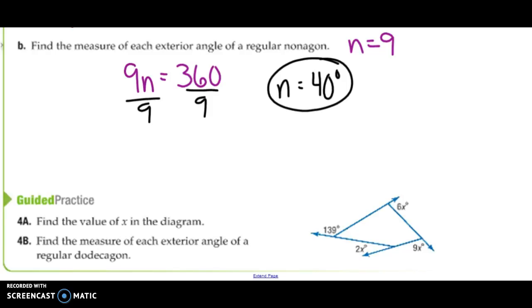Here are your guided practice problems right here. They both will help you to continue on with the lesson.